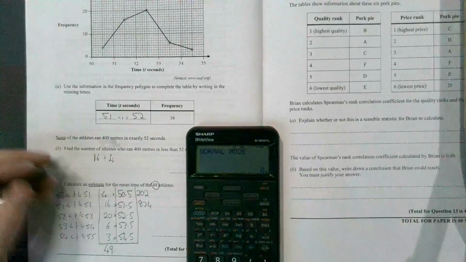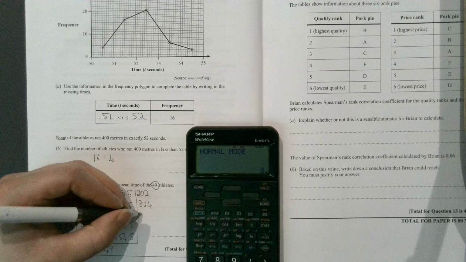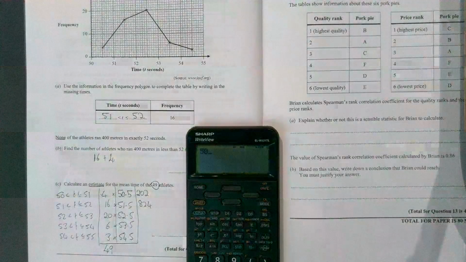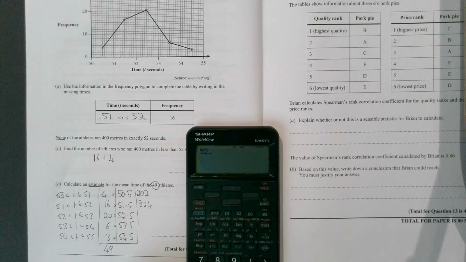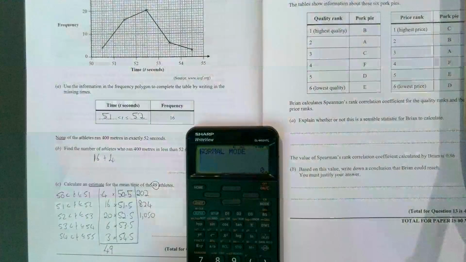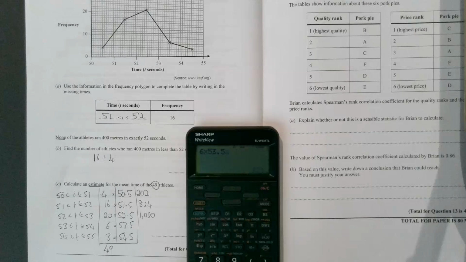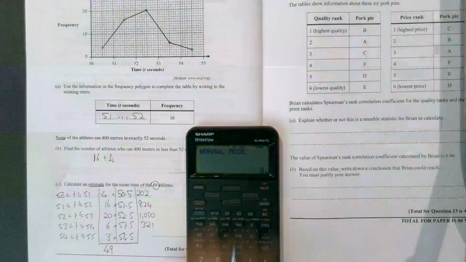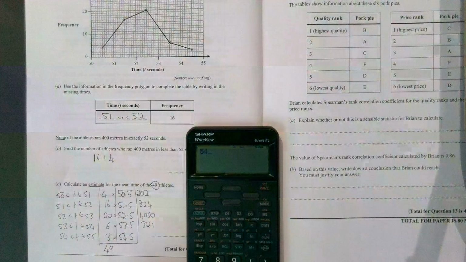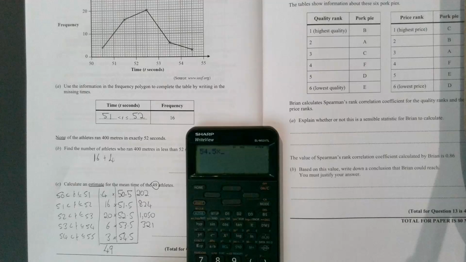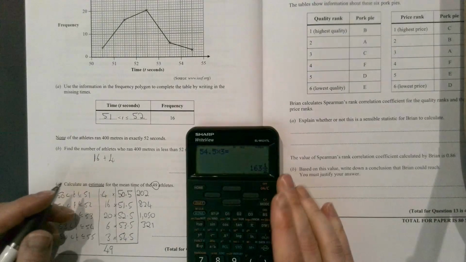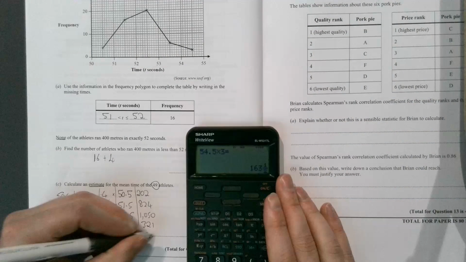On the next one, it should be 1,050. And next we got 6 times 53.5. And lastly 54.5 times 3.